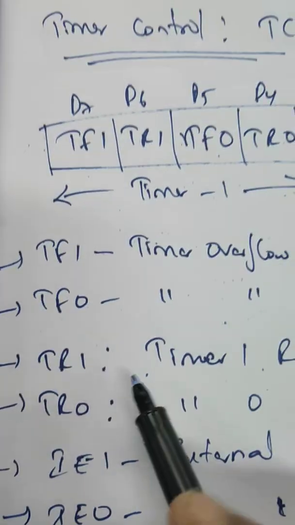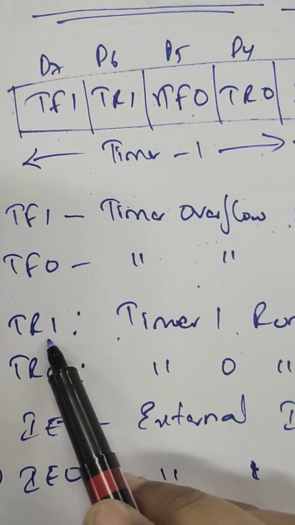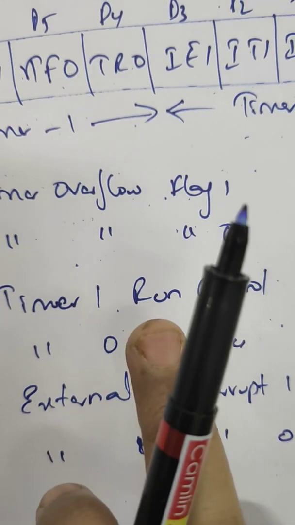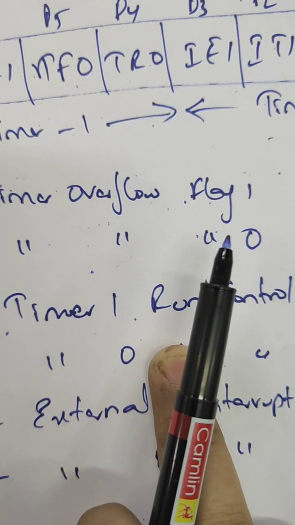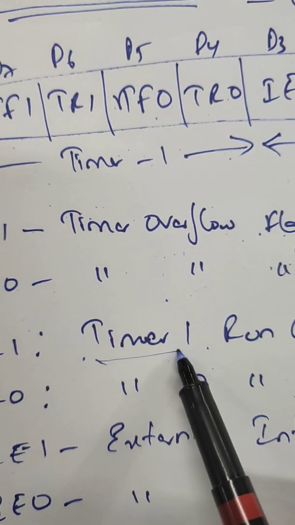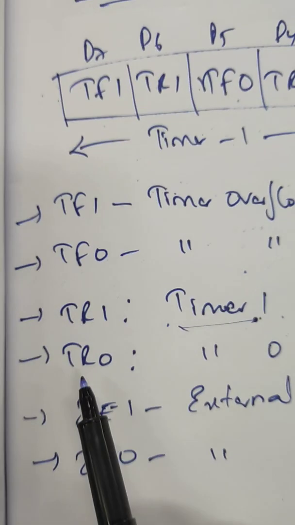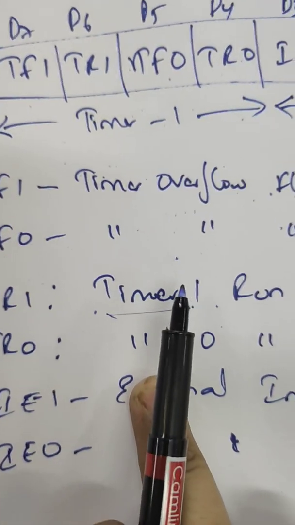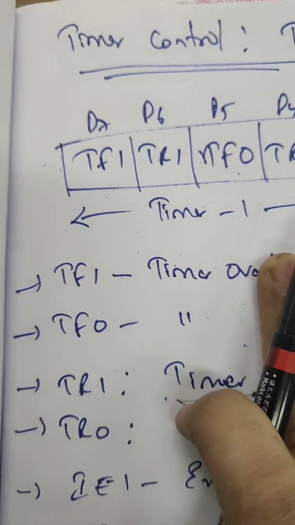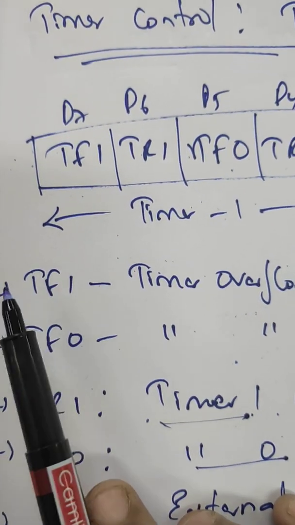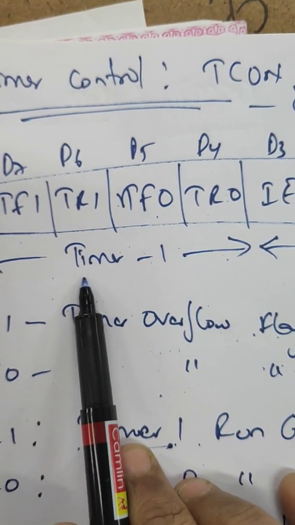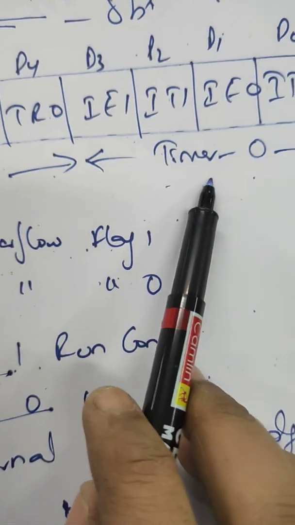Similarly, TR1 is the timer 1 run control. This bit is set to 1 when you are going to start and stop the timer 1. Whereas TR0 is also set to 1 when we are going to start and stop timer 0. Guys, don't be confused here. If it is TF1, we are dealing with timer 1. If it is 0, we are dealing with timer 0.